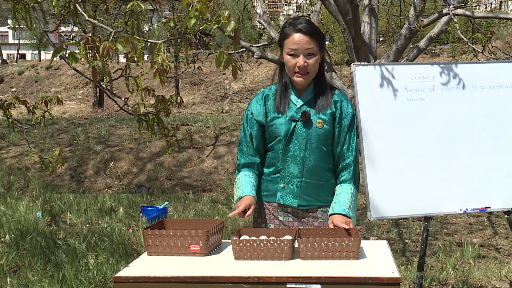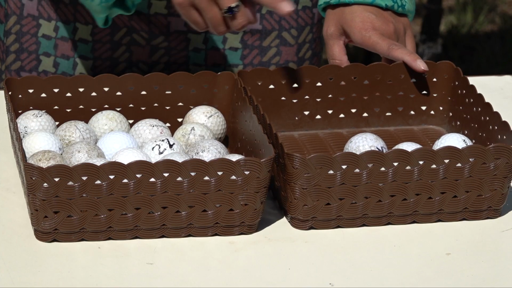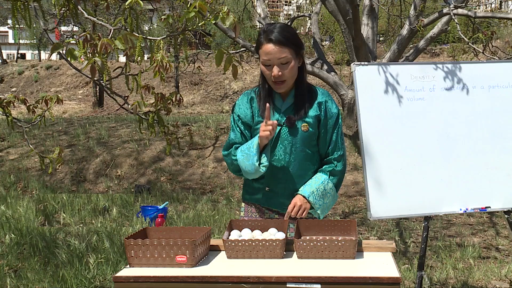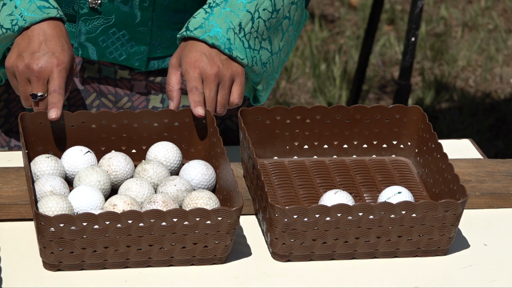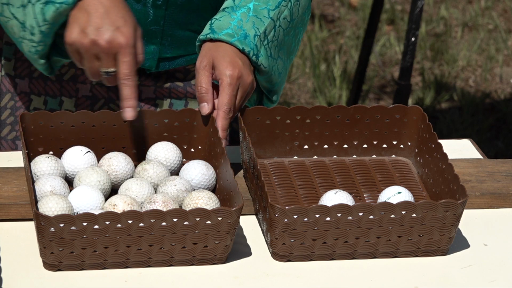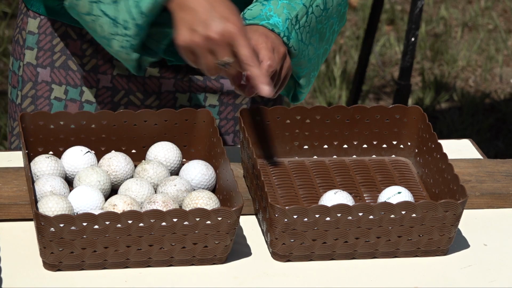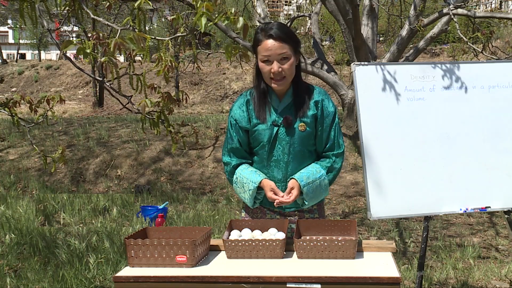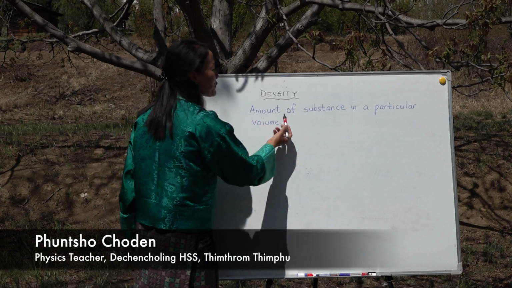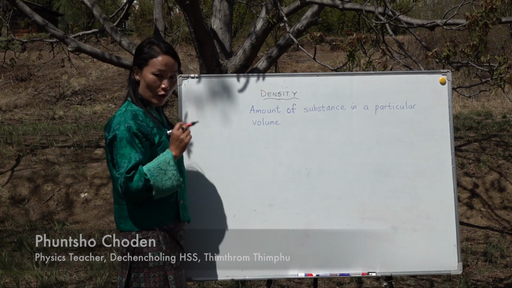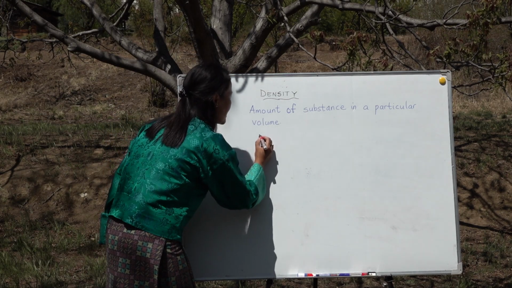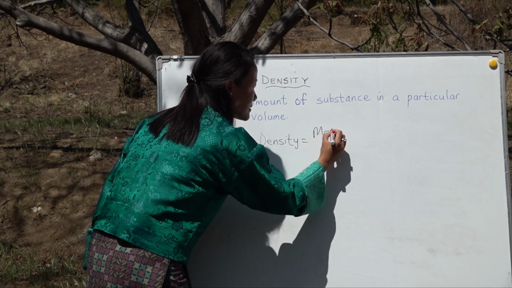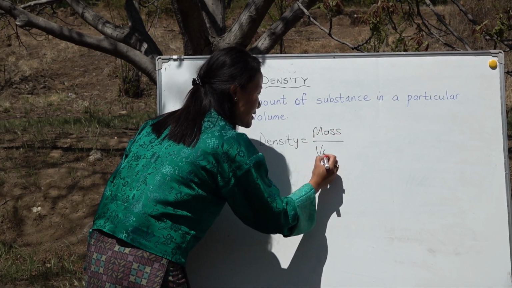So, can you guess from these two objects which one is denser? Right. The first basket is denser because it has more amount of substance in same volume, which brings us to the definition of density as the amount of substance in a particular volume. So mathematically, density can be written as mass per unit volume.